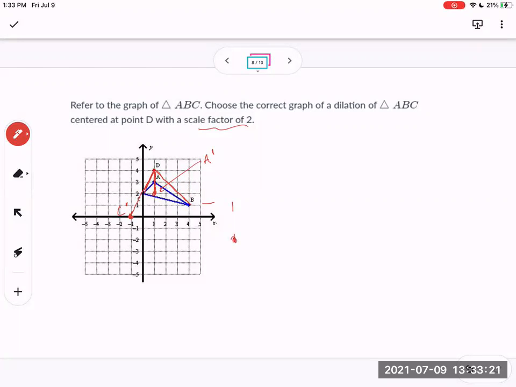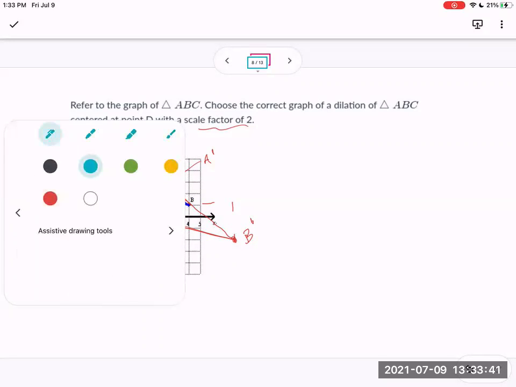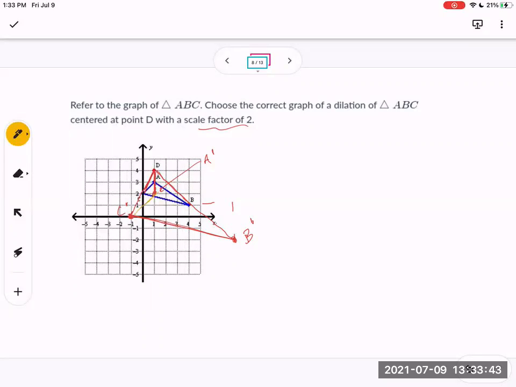Correct. Oh, I see now. B prime. Okay, that makes sense. And so that is your new... Whoops. No, I'm sorry. I drew that wrong. So your image is actually, let me draw it yellow. This is your image. You see how it's twice as big? Yeah, I see that.